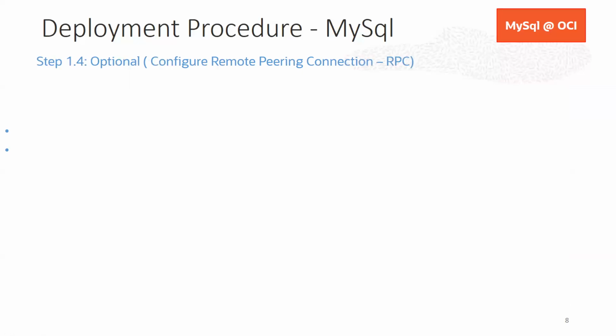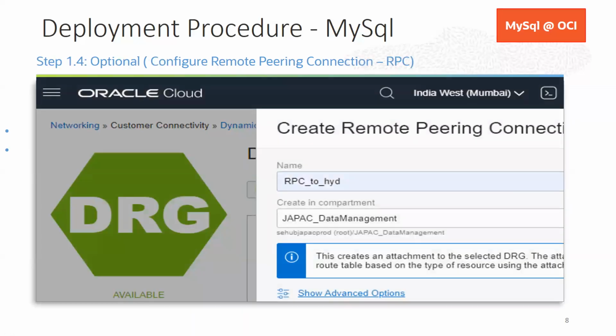Optionally, if we require DR or replication for our managed data service, then we should configure the RPC, that is, a remote peering connection. Otherwise, it is not necessary. If DR is not created, we can ignore this step. However, I have another use case to demonstrate cross-region MDS DR replication. For that use case, I need a remote peering connection. Keeping that in mind, let us create an RPC now.